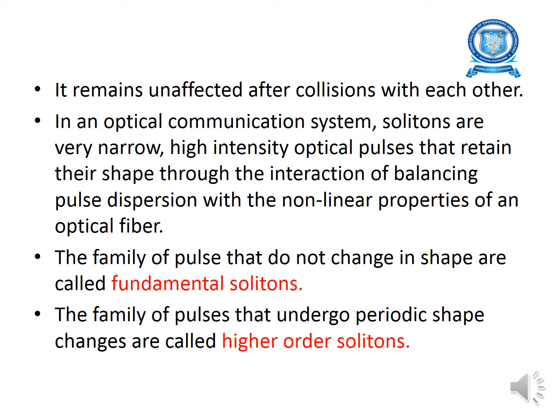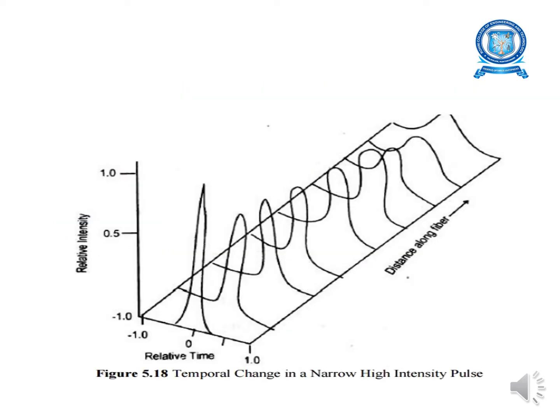Here two different types of solitons or pulses are used. One is fundamental solitons and another one is higher order solitons. The family of pulses that do not change their shape are called fundamental solitons. In higher order solitons, the family of pulses that undergo periodic shape change are called higher order solitons. It is the change in the normal high intensity pulse of soliton pulses which is propagated inside an optical fiber channel.